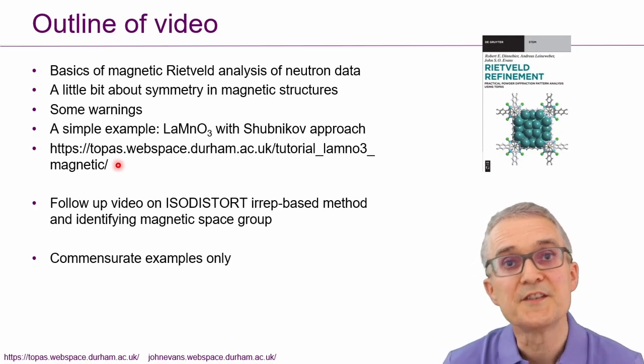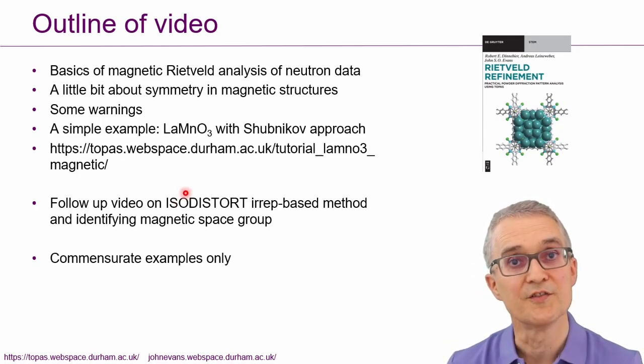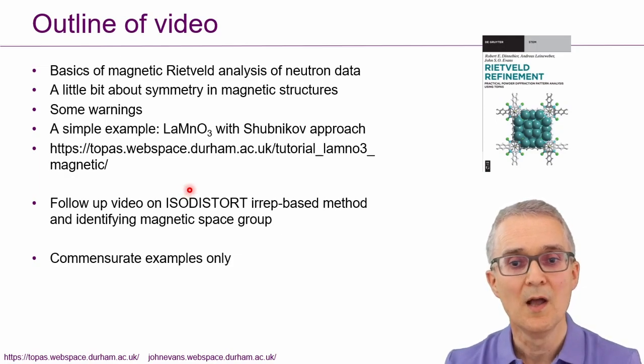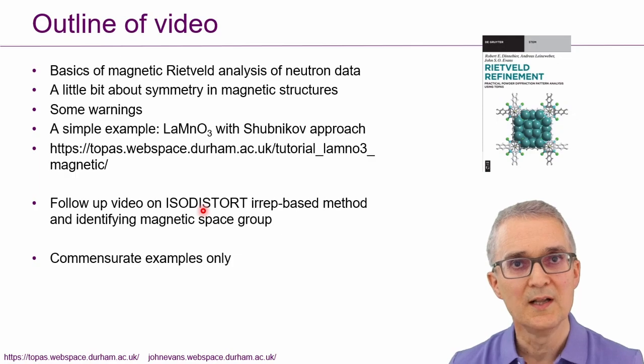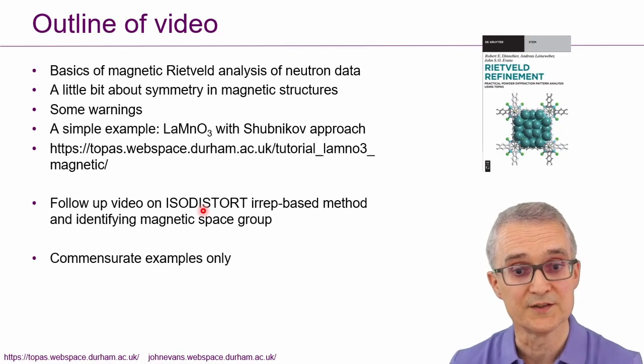Then what we'll do in the second video is we'll look at the same problem using a different approach for describing the magnetic symmetry. We'll use some of the tools in the software package ISODISTORT to set up what's called a symmetry mode refinement of the magnetic structure of the same material. And we'll look at the pros and cons of the two ways of working.